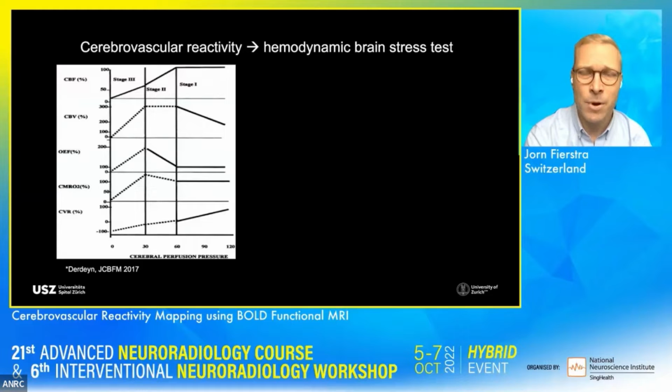CVR in that regard may also be a bit more sensitive than oxygen extraction fraction, since this parameter may be biphasic and at the end of the autoregulatory reserve. So it's the exhaustion of autoregulation. It may increase first, but even in worst case scenarios, it may also go down. So you have a paradoxical normalization or lowering of the oxygen extraction fraction, despite there being little blood flow. So that's why CVR could be a very good test.